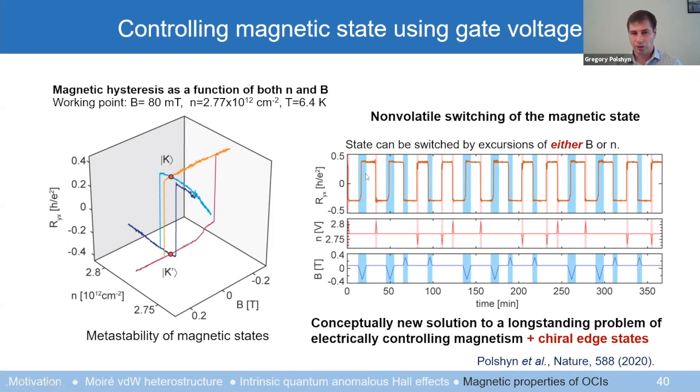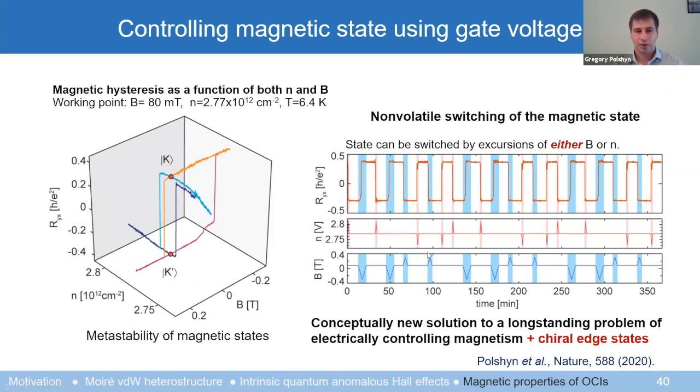And this switching happens with perfect fidelity, and also it's non-volatile, right? So essentially, we did this type of measurement where we were switching it with either carrier density or magnetic field to show that both operations are completely equivalent, right? Doesn't matter how you switch it, the outcome is the same. Of course, from a practical point of view, switching using gate voltage is much more useful, right? From the point of view of some applications.